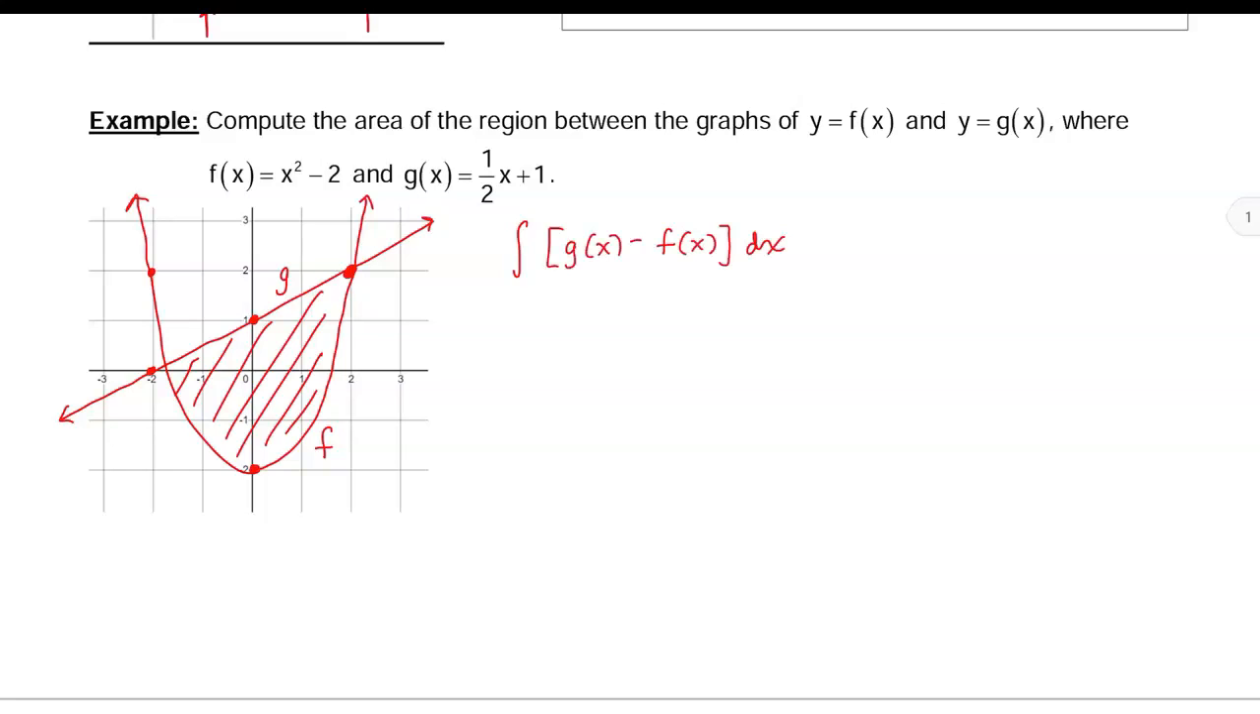And then I have to figure out where these curves intersect. It's easy to tell on the right side. When x equals 2, the f of 2 value is 2, and when g of 2 is evaluated, we also get 2. So we know that the interval ends at 2. But over here on the left, where do they intersect? So you're going to have to let f equal g in this case. X squared minus 2 equals 1/2 x plus 1. So let f equal g and solve.